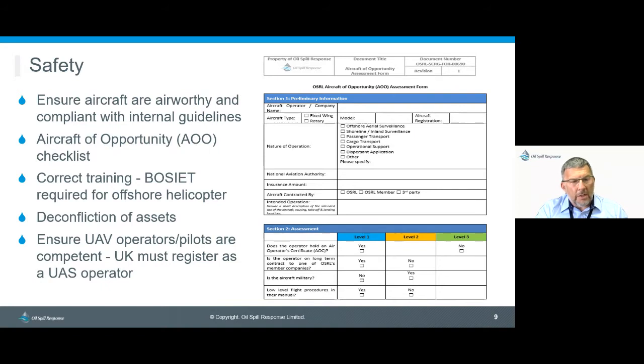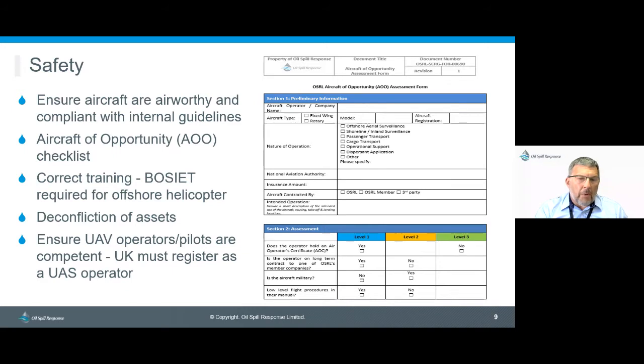Deconfliction of assets is something that's really important. If you've got a spill, especially in the early stages, and you've got multiple agencies with multiple aircraft, it's really important to communicate with those providers and make sure that we're all deconflicting our assets. That also applies to UAVs. We tend to find, at the moment with the legislation, you can't have UAVs entering into aircraft airspace. But also, if you are using both, you need to make sure that they are deconflicted and only working in their areas of operation.